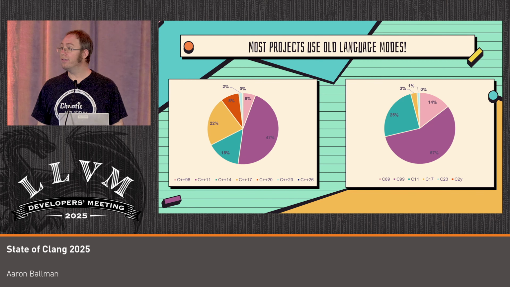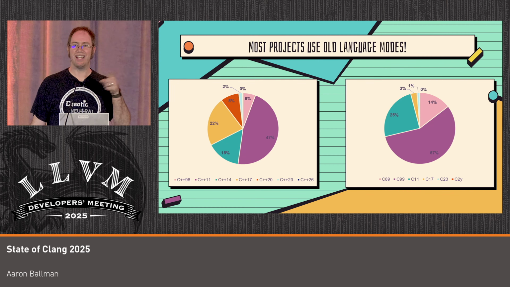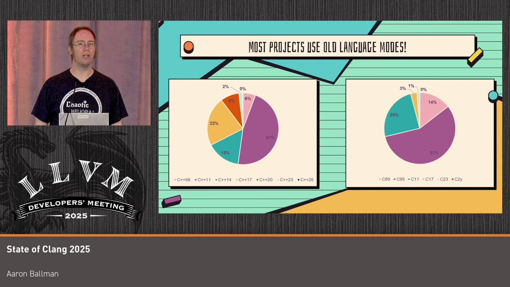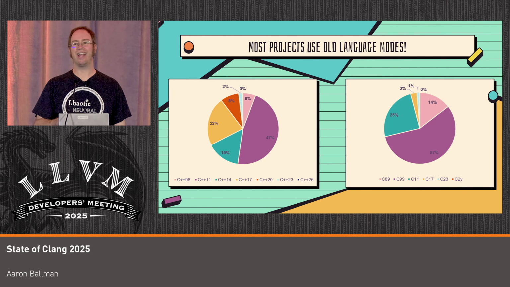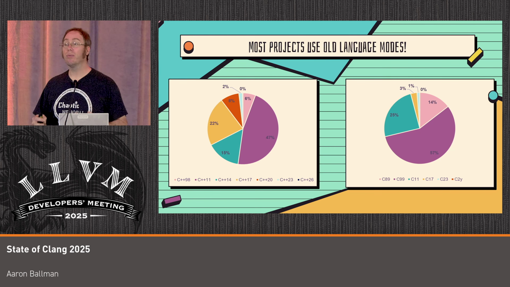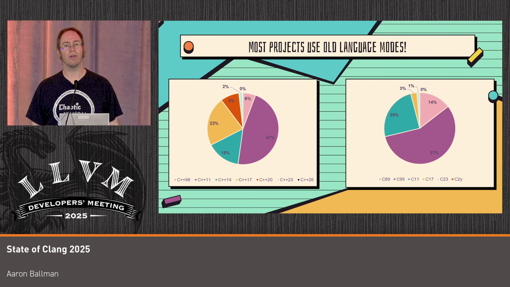And the other thing is we have no way to know what people are doing if they don't pass an STD flag, or they use, for example, from Visual Studio, C++ latest. We don't know what language mode those correspond to, so this data is kind of incomplete. But the really interesting thing to notice about this is 90% of C++ code is C++17 and earlier. 95% of C code is C11 and earlier. So this is demonstrating that we really need to make sure to keep existing code working. That is a very important thing for our users.